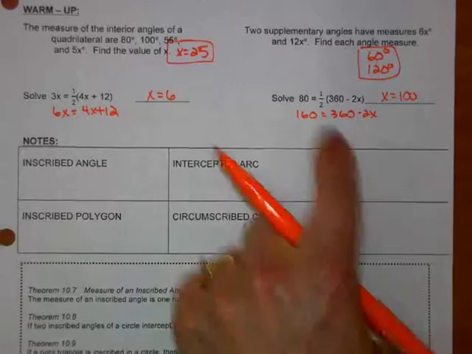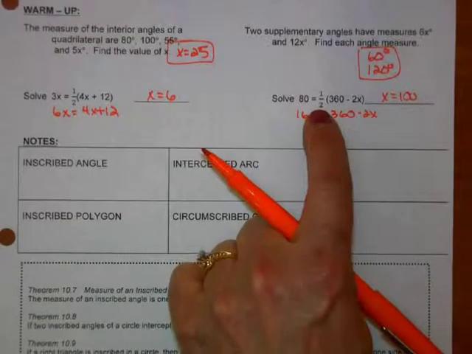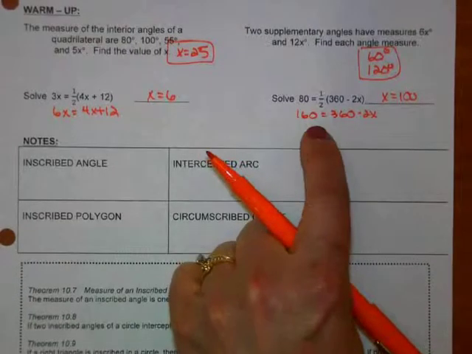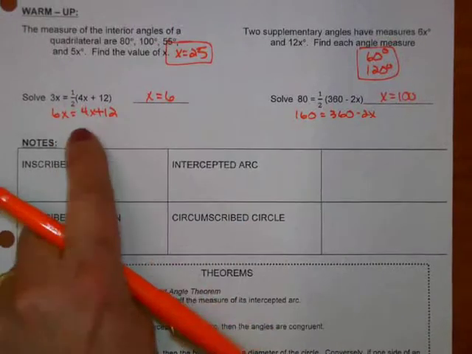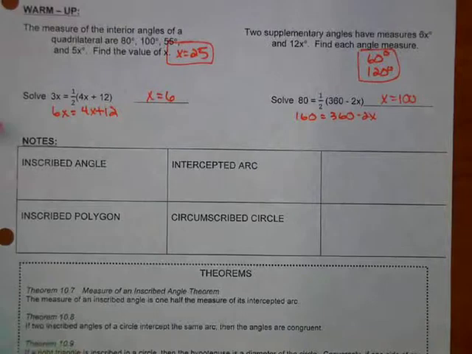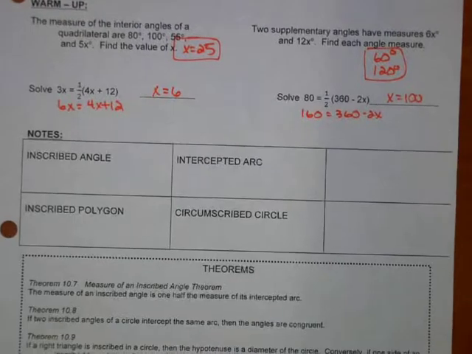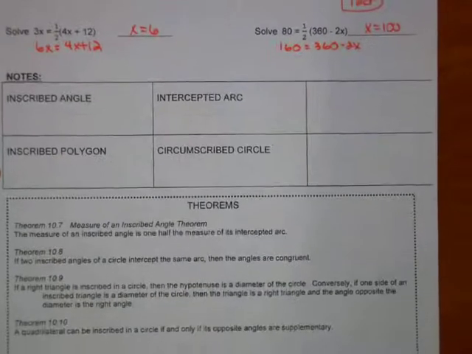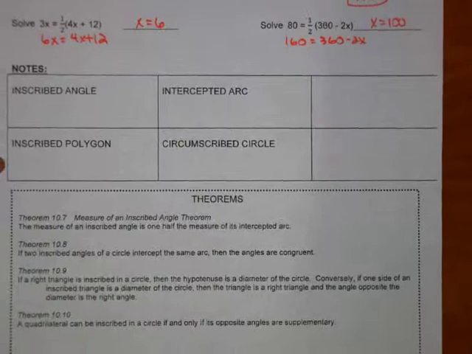Good. I always find it easier, rather than distributing the 1/2, just multiply both sides by 2. Multiply both sides by 2. It's easier that way, but you can distribute. It's just a pain, I think. Okay? All right, so hey, you ready?